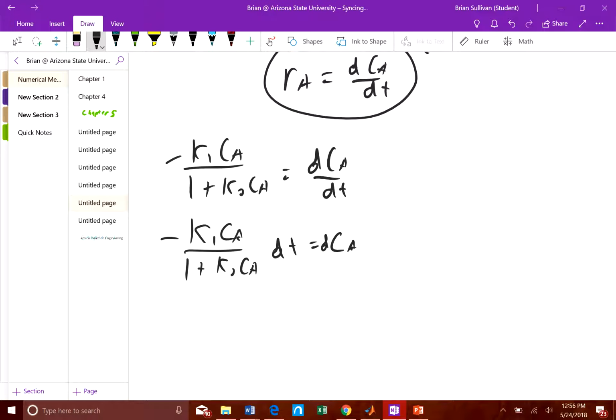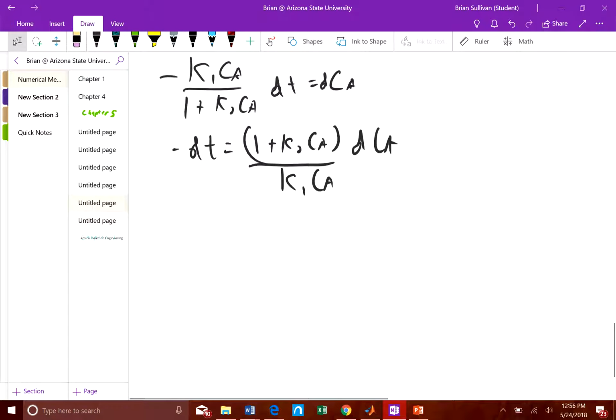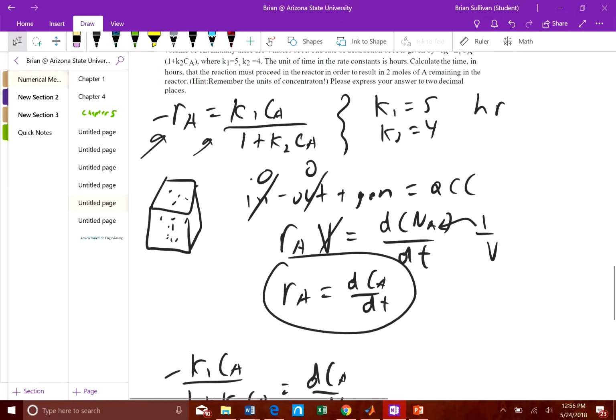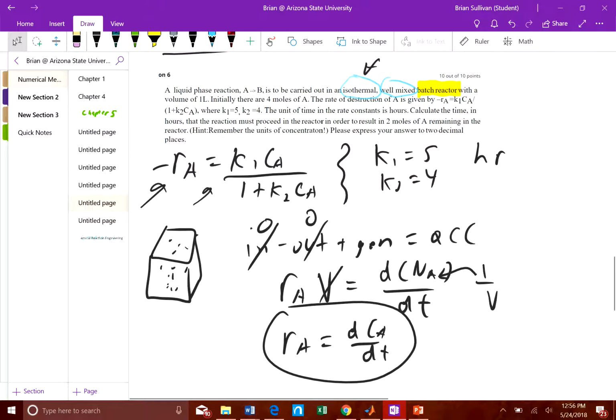Okay, so what can we do here? Now let's move the Ca's to the other side. dt is going to equal 1 plus K2 Ca in parentheses over K1 Ca, dCa. I'll leave the negative sign over here so we don't confuse ourselves. We can always move that over later. Okay, so let's find out what our initial concentrations and final concentrations are, because if you're solving for the time, you're going to need that kind of information.